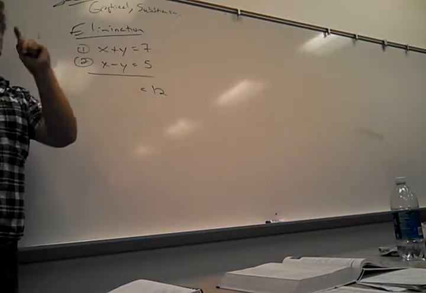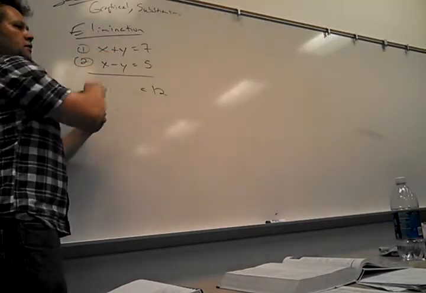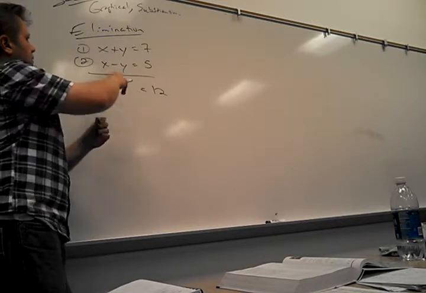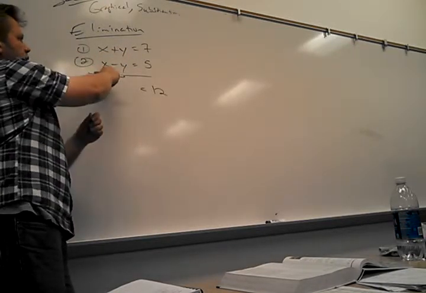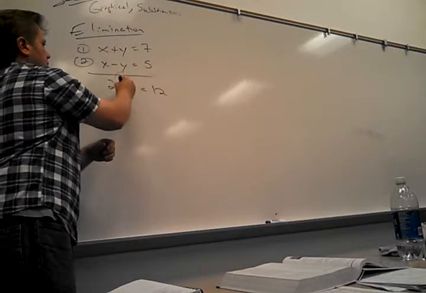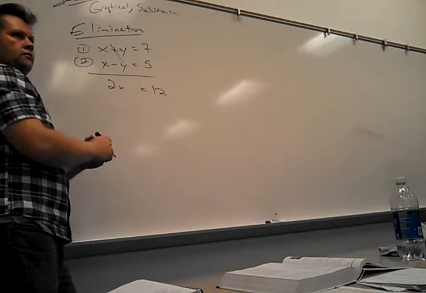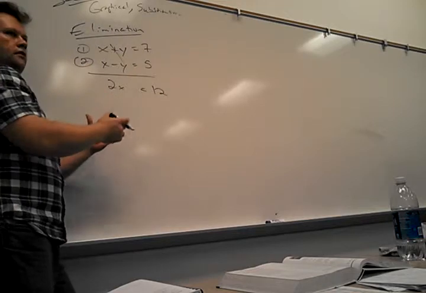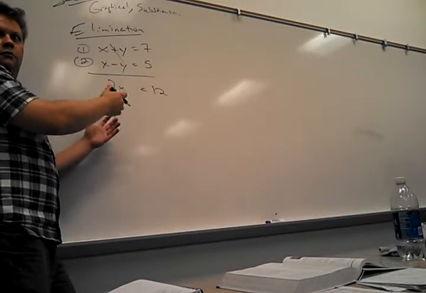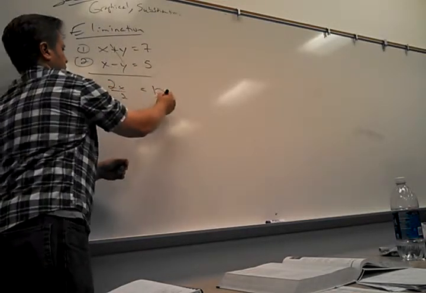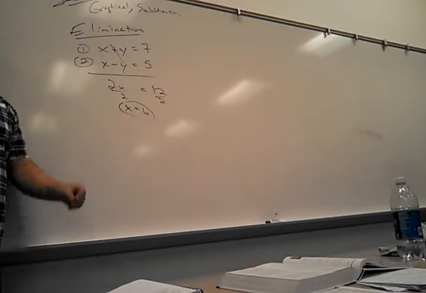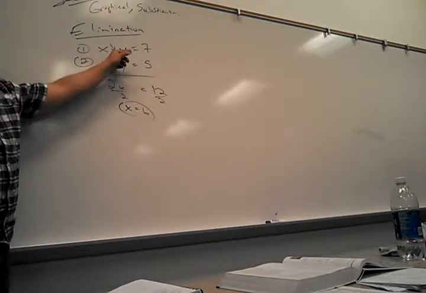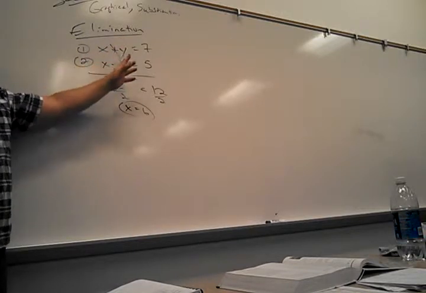The really cool thing about the way I set this up is that when I add these, x plus x is 2x, and my y's cancel. That is great. So what's x? 6. So maybe some of you can see why I like this method. The only drawback, and it's not really a drawback, is I don't have another equation that's already solved for y, but who cares?